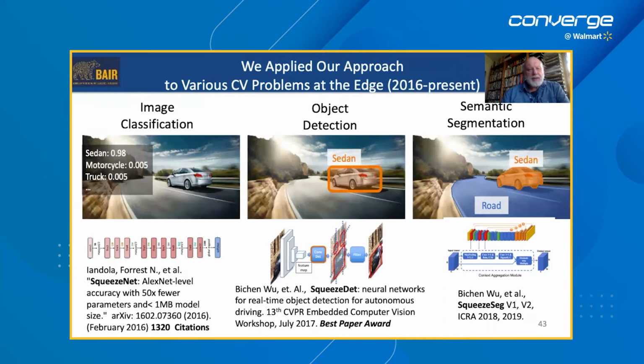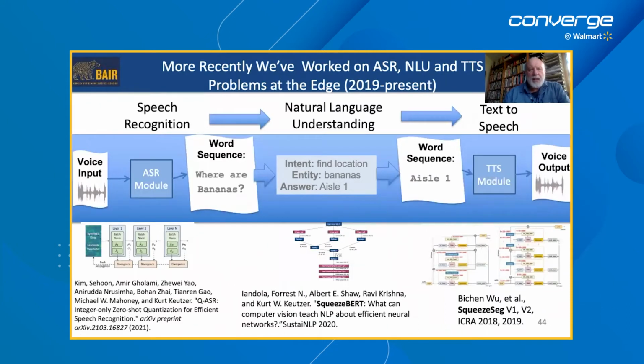So we applied that approach over the ensuing years and up to the present to a variety of problems. First, image classification, and then with SqueezeDet, object detection, and then with SqueezeSeg versions 1 and 2, and now 3, various problems in semantic segmentation. And more recently, we worked at other problems outside of computer vision: speech recognition, natural language understanding, and text-to-speech. And I won't go into those further now because I'll be talking more about those later.